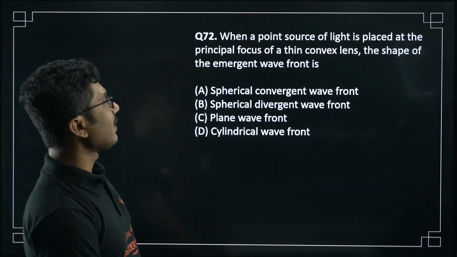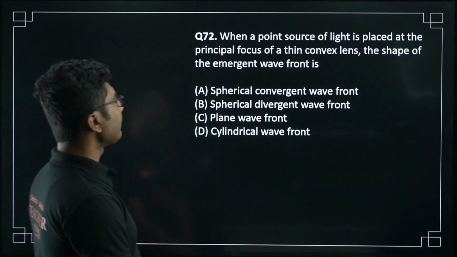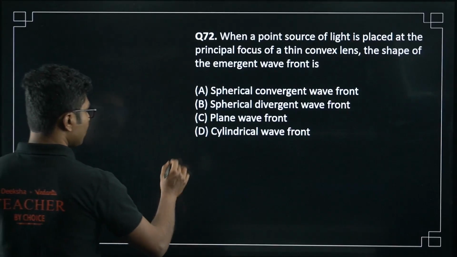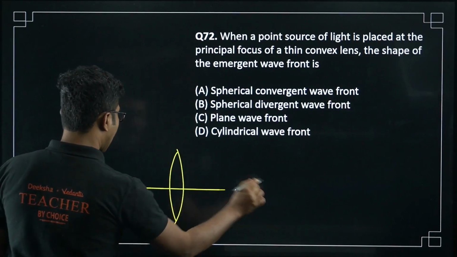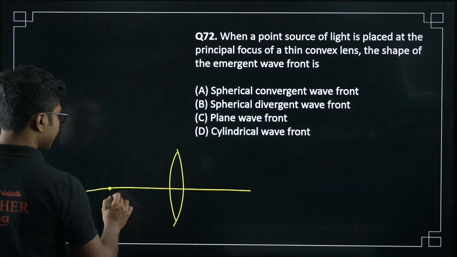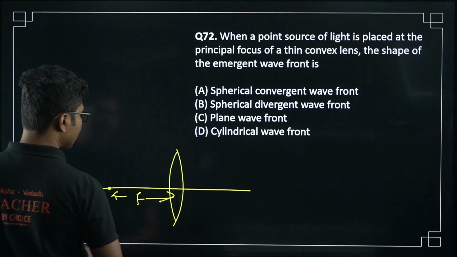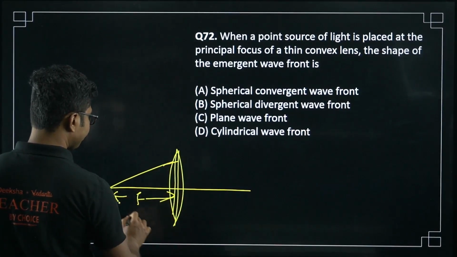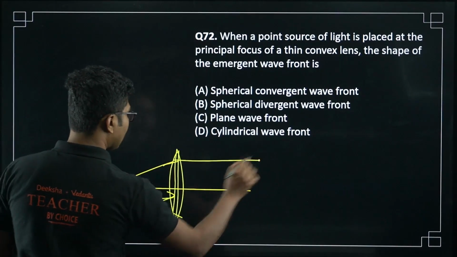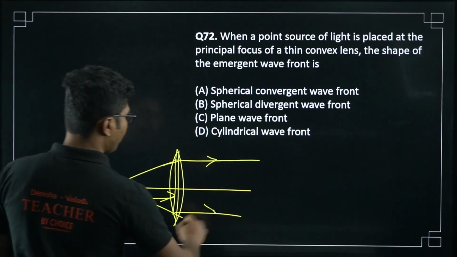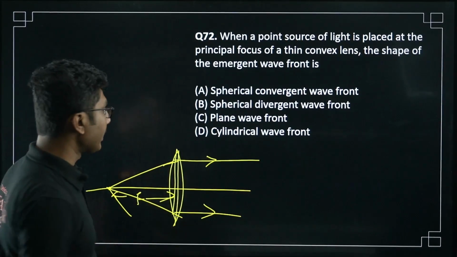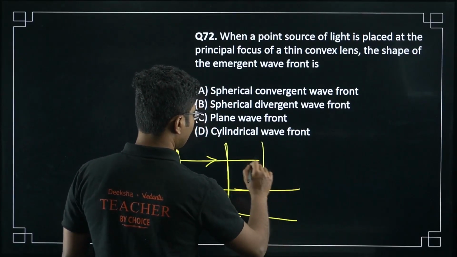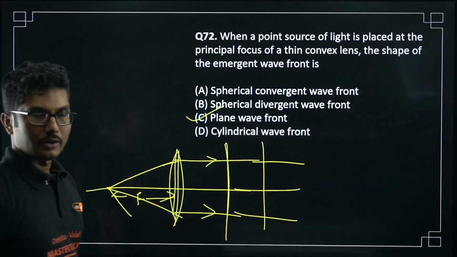When a point source of light is placed at the principal focus of a thin convex lens, what is the shape of the emergent wavefront? So we have a thin convex lens and a point light source placed at the focus. What will happen to the light rays after falling on the lens? They will become parallel. So parallel light means what will be the shape of the wavefront? The shape of the wavefront will be plane. Plane wavefront.